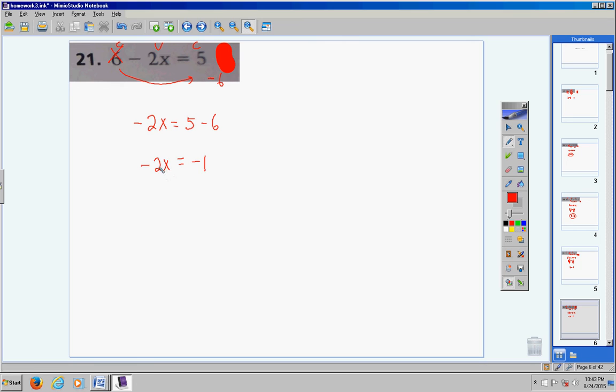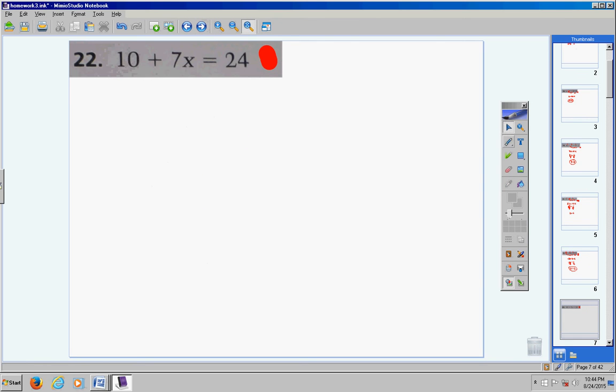Now, my coefficient's a -2, so I'm going to divide both sides by a -2. Watch your signs. Be careful. A negative divided by a negative is a positive. 1 divided by 2 is 1/2. The answer is 1/2 or 0.5.